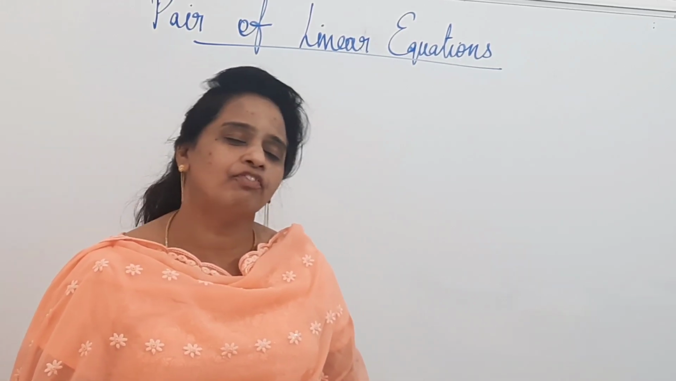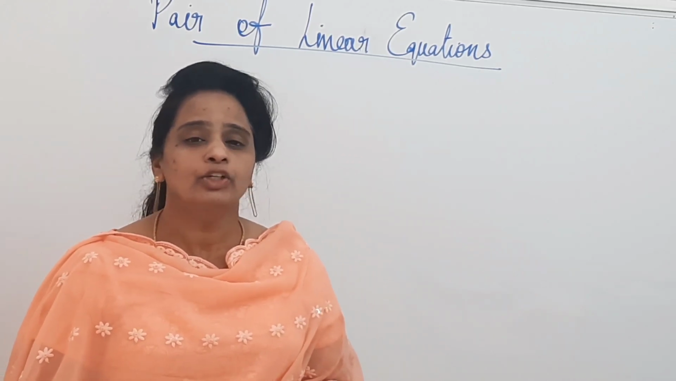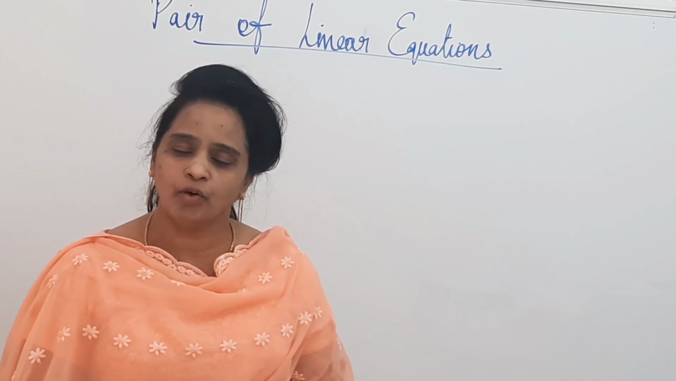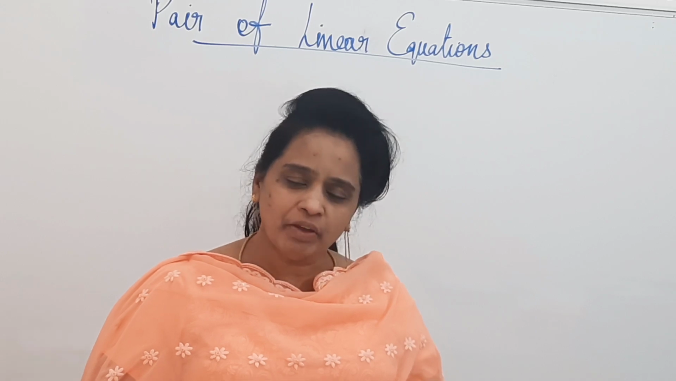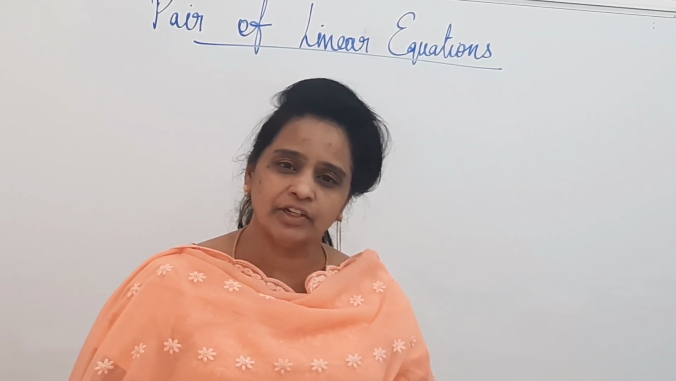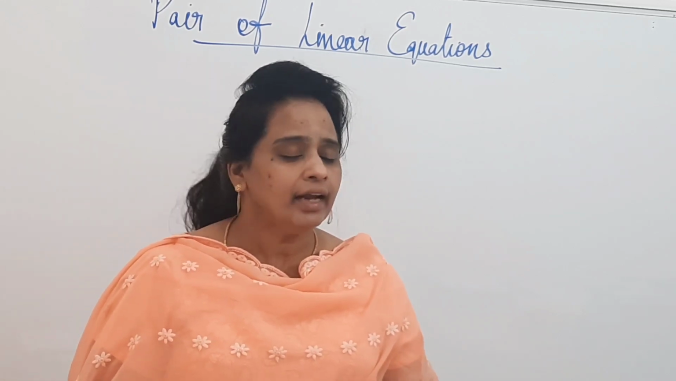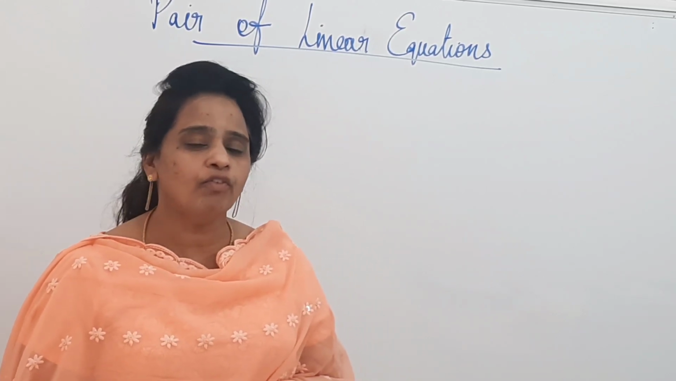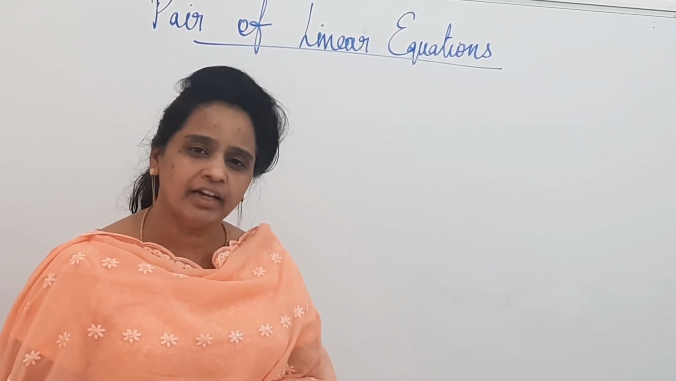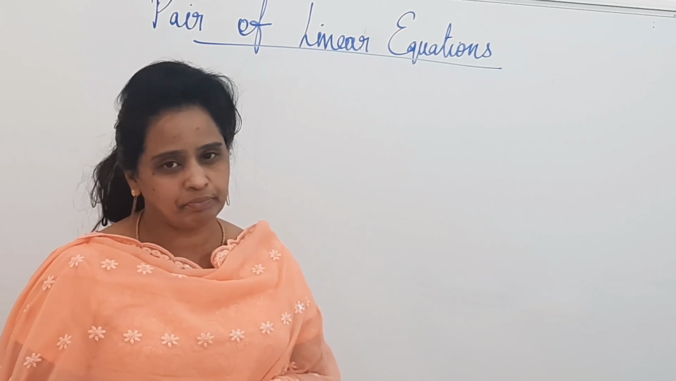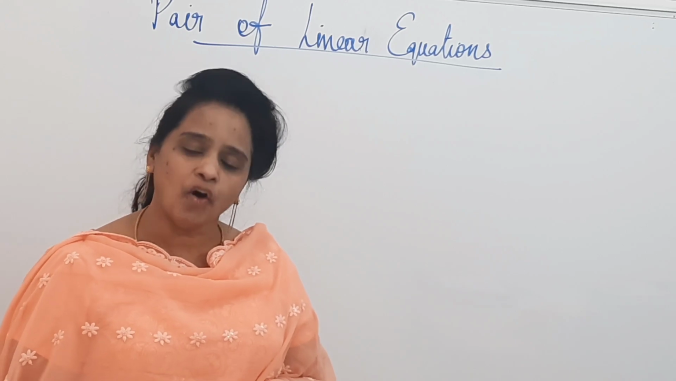to have a solution for the pair of linear equations. Before that, I would like my students to recollect what is the standard form of pair of linear equation. The standard form is a1x plus b1y plus c1 is equal to 0, a2x plus b2y plus c2 is equal to 0. Now, I am going to compare the ratio of coefficients of these two equations and we conclude how the graphical representation and the algebraic representation, so that whether the solutions are consistent or inconsistent.